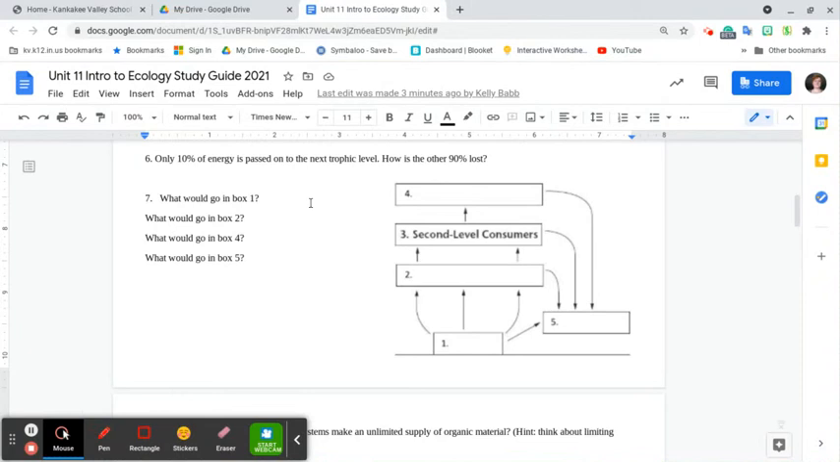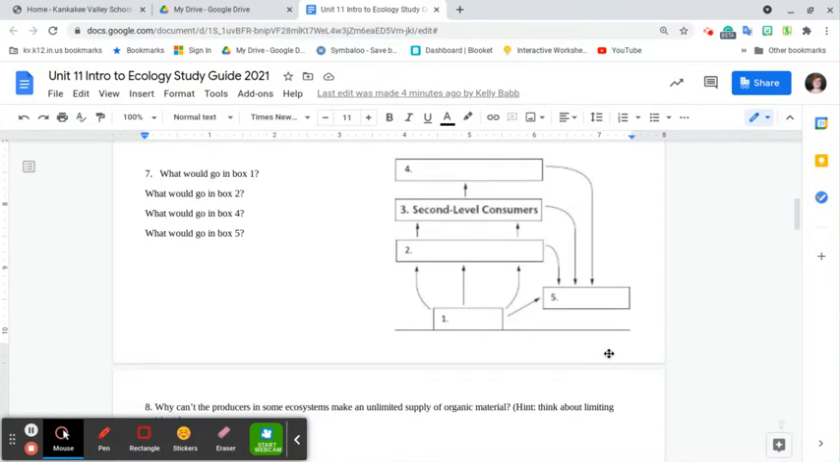Okay, question 7 is all looking at this diagram here. Box number 1 is going to be your primary producer, because 2 is the primary consumer. 4 is the tertiary level consumer. And everything dies, so 5 is decomposers. Everything dies and must be broken down to allow the nutrients to go back into the soil or the air or whatever.